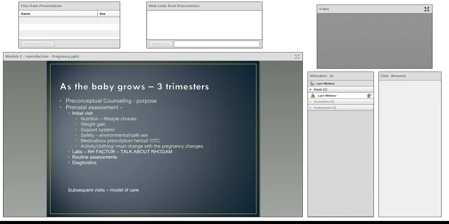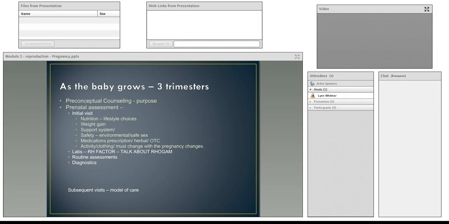Who's their support system? Who's going to be with them when they have the baby? The father of the baby? Or do they have a different intimate partner? Or is it going to be their mom or a friend? Someone needs to support them through this pregnancy adventure journey and then as well through labor. Safety, environmental, we've already talked about. Their job, do they have a partner? Safe sex is important too.